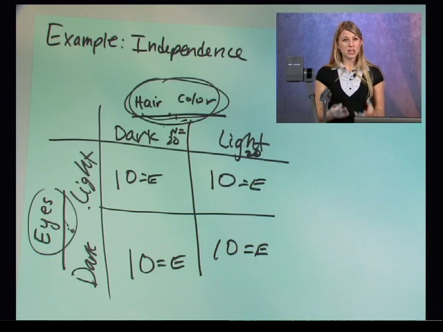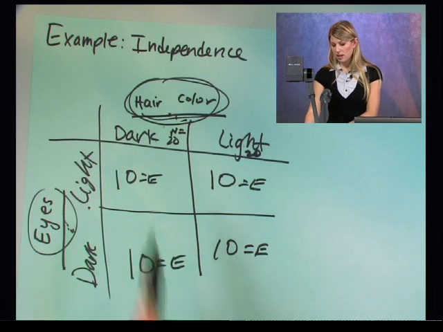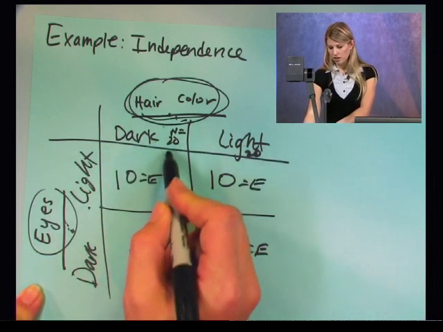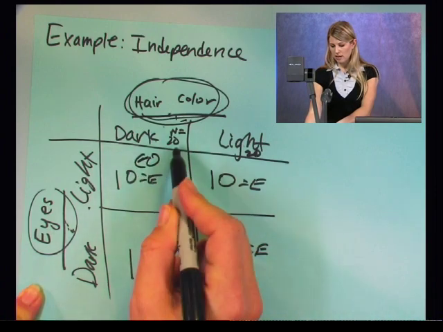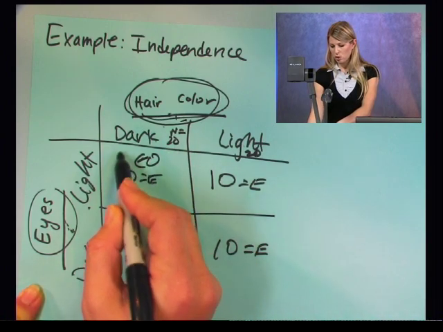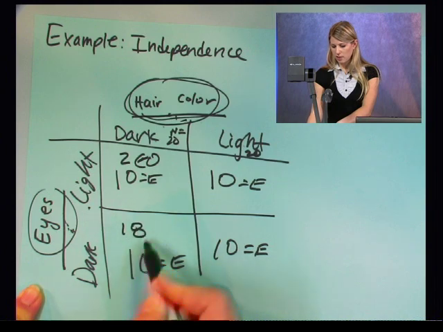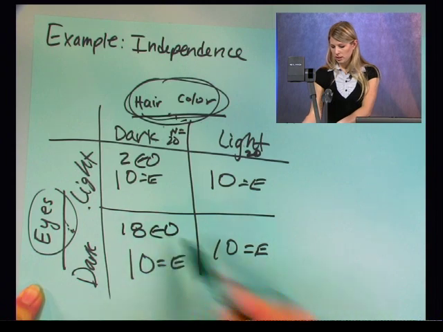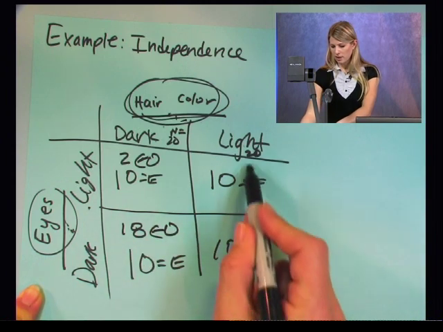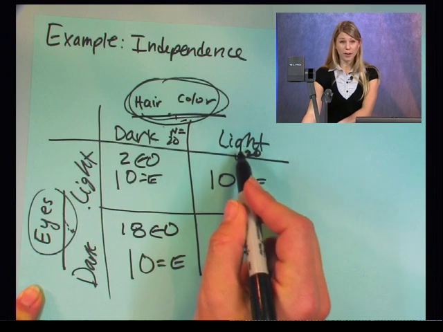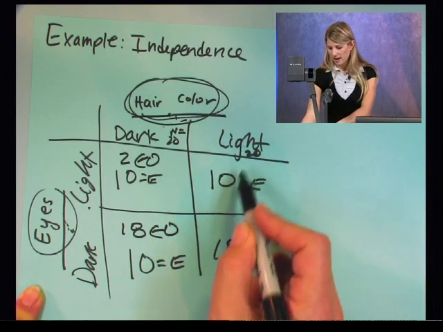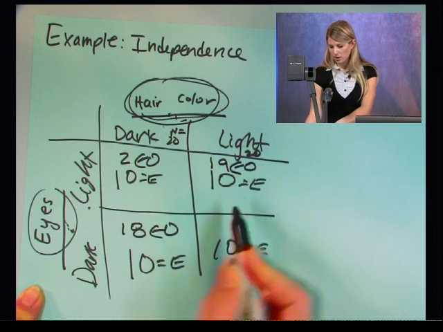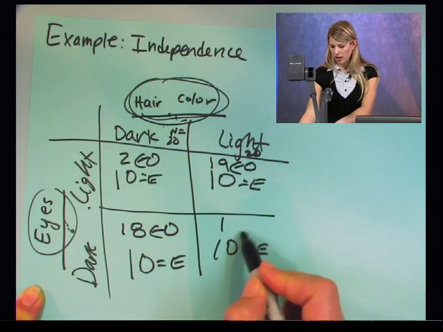So you see, just like the goodness of fit, you would go out, collect the data, take these people, and put them in here. For the dark-haired people, we'd have your observed values. Let's say for the 20 people, there were only 2 with light eyes and 18 with dark eyes. So you have your observed values, and then for our light-haired people, let's say we had 19 observed with light eyes and only 1 with dark eyes.